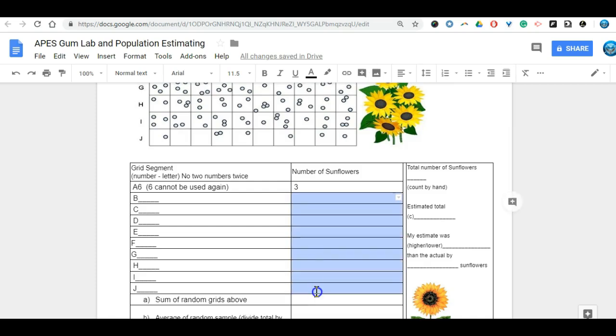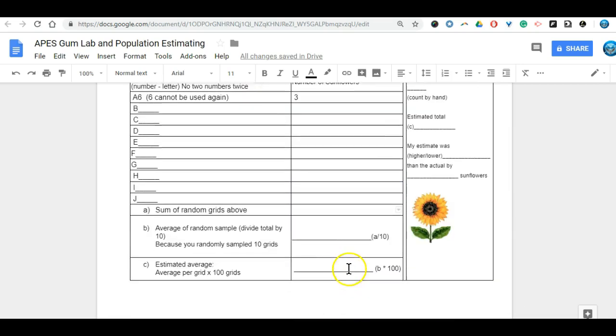Down over here, you total up how many were in each square. And then this is the sum of all of them together. This is the average number, okay, the average number in each of the squares. So you have a total of 10 squares, so take A divided by 10, and that gives you your average number of sunflowers per square.